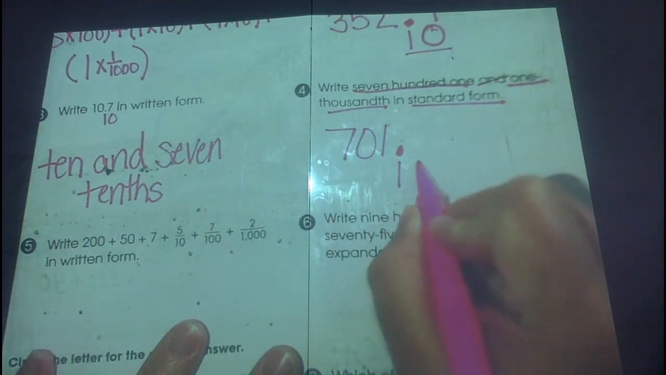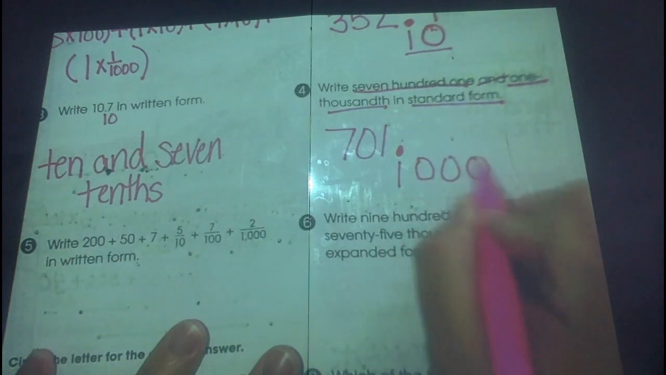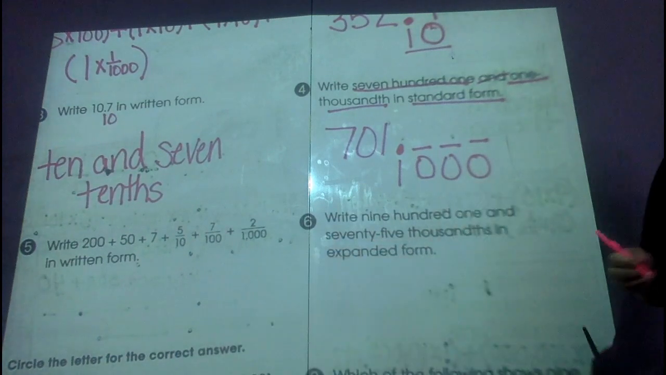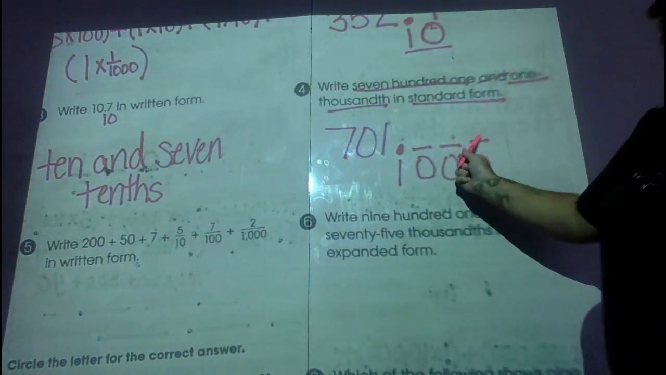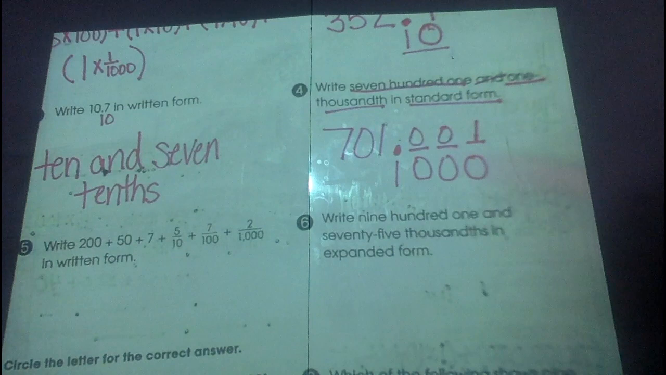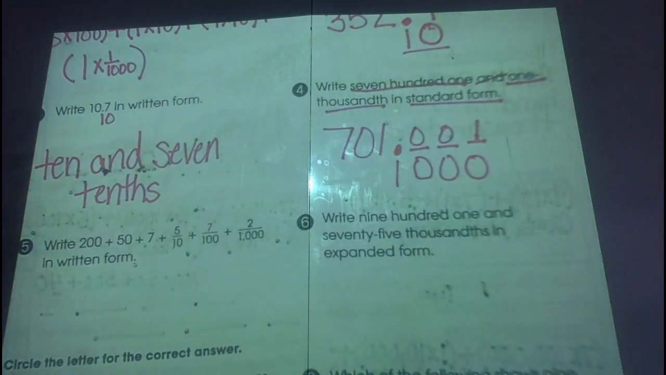Now we talked about this in our last lesson. Miss Bowman helped us with this. If we put our places out, we got to go to the thousandths place, and we've got 1,000. So we're going to have to put our 1 in the thousandths place, and then fill in with our 2 zeros. All right? All right. Let's look at our next problem.